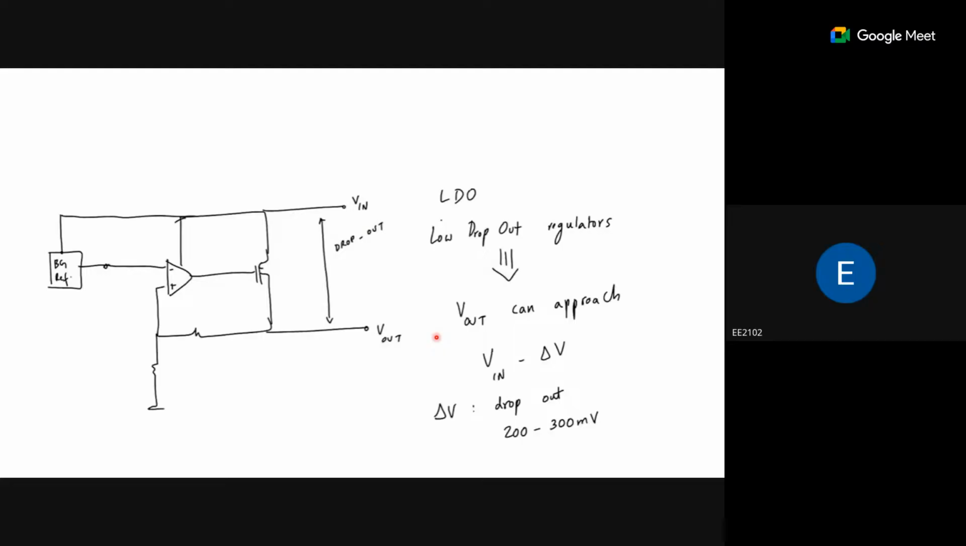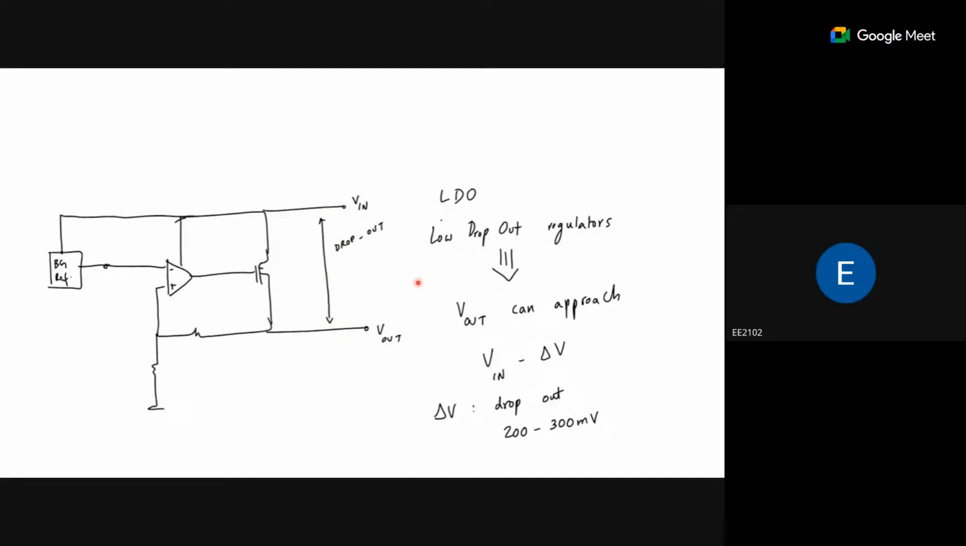Now, coming to the low dropout voltage regulator, why is the name low dropout voltage regulator? Normally, from input to output there will be some dropout voltage. It may be some millivolts, like 200 to 300 millivolts. So V input minus this dropout voltage provides you the V out. That's why the name is low dropout. Why is it low? Because if it is 200, 300 millivolts or less than that, then we can say there is no dropout.